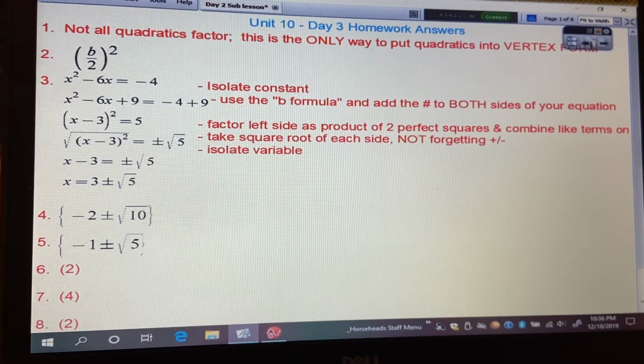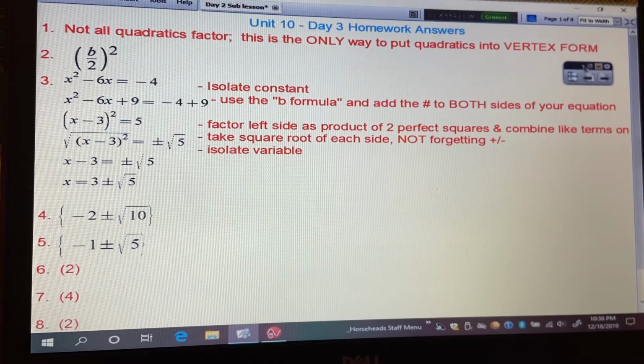Here are your answers to last night's homework, Unit 10, Day 3. Please check your answers. Make any corrections needed. On the next few pages, you'll see that I have copied my work and have posted it, so you'll get to see the work that goes with this as well. So please be sure to make corrections.